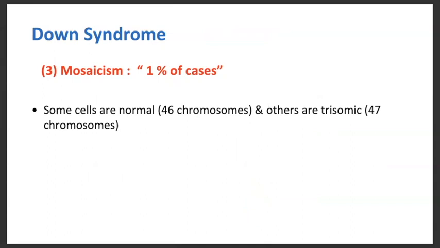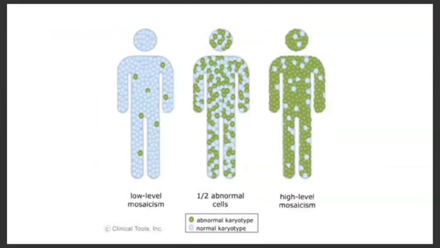The last is mosaicism, which is 1% of cases. In mosaicism, you have some cells that have normal sets of chromosomes, 46 chromosomes, and other cells are trisomic, or have 47 chromosomes. Okay. And the manifestation of the disease would depend on the level of mosaicism. If you have more cells having an abnormal karyotype, then you have more severe manifestation of the disease.